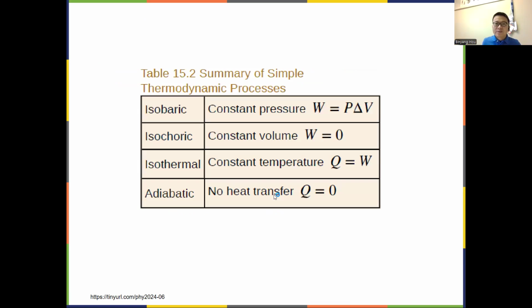For these four processes, the work done during the isobaric process is equal to the pressure, which is a constant, times the change in volume. And for isochoric, because the change in volume is equal to zero, the work done will be equal to zero. Isothermal, because temperature is not changing, internal energy is not changing, so work equals the heat. For the adiabatic process, no heat transfer, so heat Q equals zero.